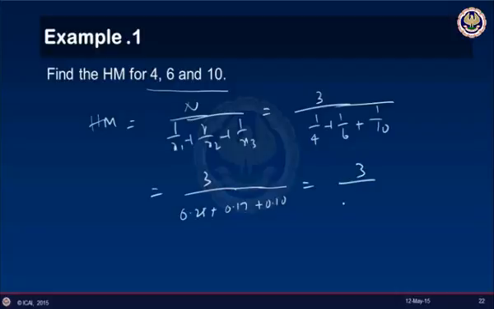So 3 by the sum of these values, 0.25 plus 0.17 plus 0.1, which is equal to 3 by 0.52, which is equal to 5.77, and this is the harmonic mean for the given data.